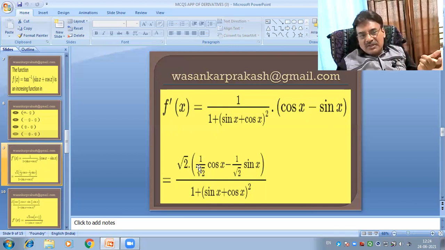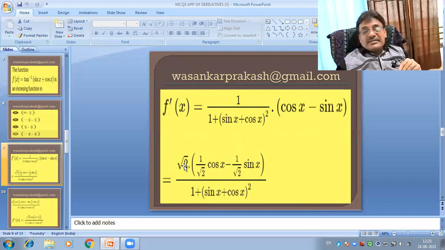Here we use the formula. For using the formula, we write 1 by root 2 equals cos pi by 4, because cos pi by 4 means cos 45, and cos 45 is 1 by root 2. So this is cos pi by 4 into cos x minus sin pi by 4, again 1 by root 2, sin pi by 4 or sin 45, sin pi by 4 into sin x. And then we use the formula cos a into cos b minus sin a into sin b, so we get cos of a plus b.